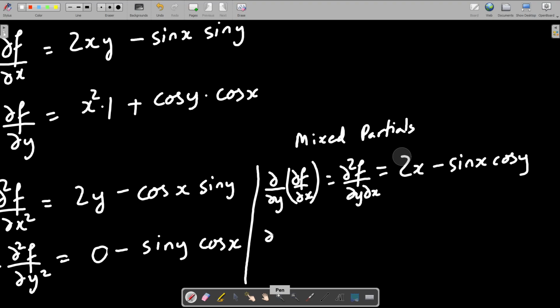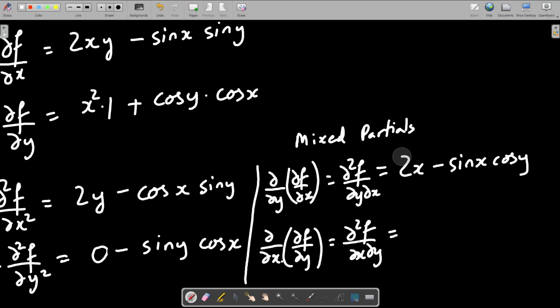In the same way, let's do the other one. ∂/∂x of ∂f/∂y. So this gives you ∂²f/∂x∂y. This is a shorthand notation for writing it. So take the derivative with respect to y and then take the derivative with respect to x over here. So the x squared derivative will become 2x. Here you are taking the derivative with respect to x now, so cos y is a constant and cos x is a variable function. So its derivative will become minus sin x, which gives me the same thing.